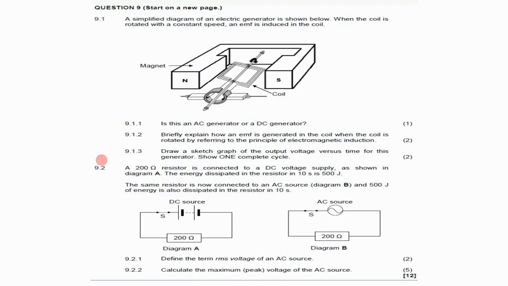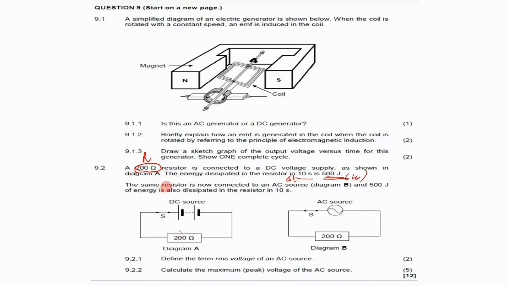Then 9.2 says a 200 ohm resistor is connected to a DC voltage supply as shown in diagram A. The energy dissipated in the resistor in 10 seconds is 500 joules. So we are given the energy W, and we are also given the change in time, 10 seconds, and we are given the resistance. So that's how we collect the data.